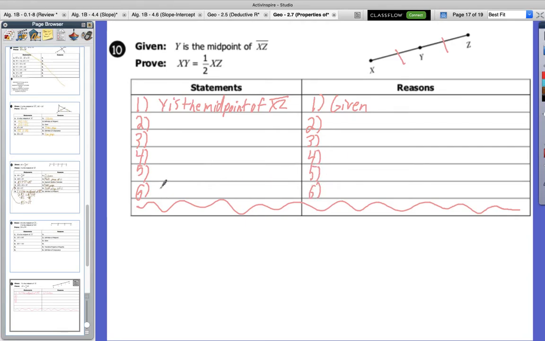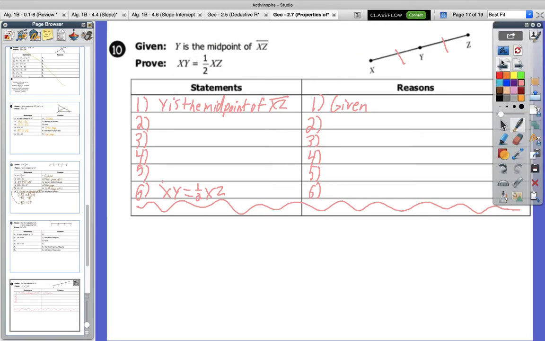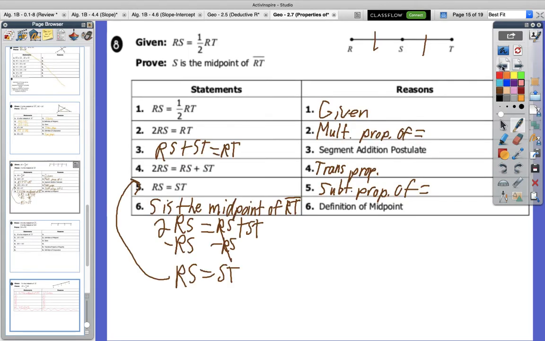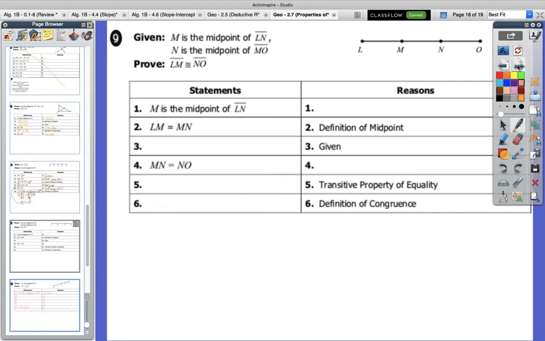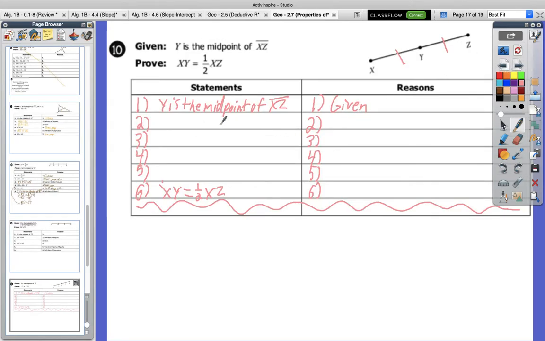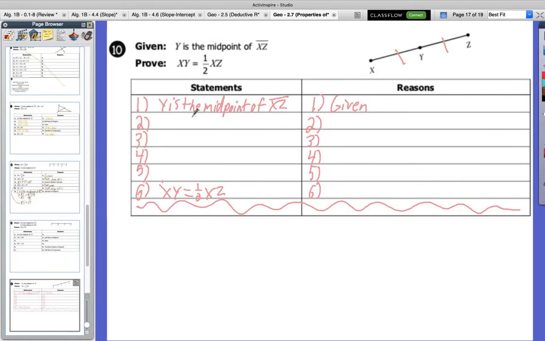Meaning, in the spot 6, we can put what we're trying to prove, saying XY is equal to 1/2 the measure of segment XZ. Now, it might be helpful to realize that number 10, it looks like we're going kind of the opposite order of what we did on number 8, doesn't it? So that might be a helpful tool to kind of look at and realize we're going in the opposite order there. Now, we're told this is the midpoint. Now, let's try and use that information.